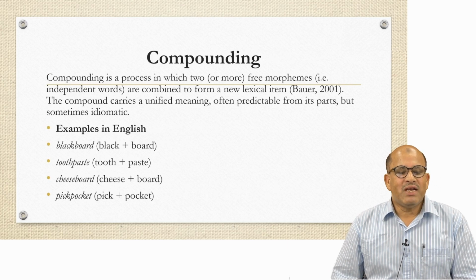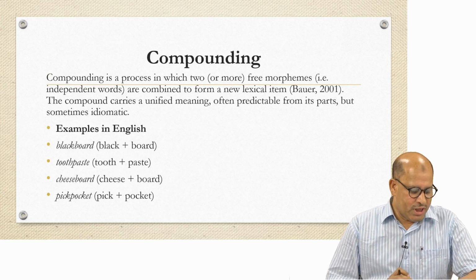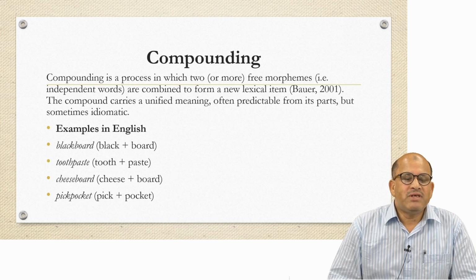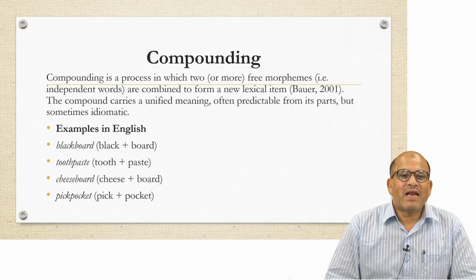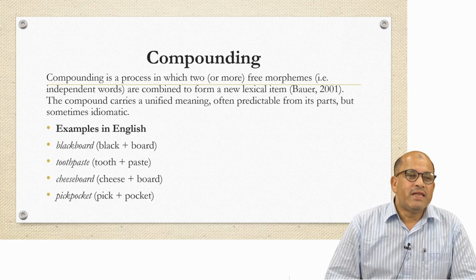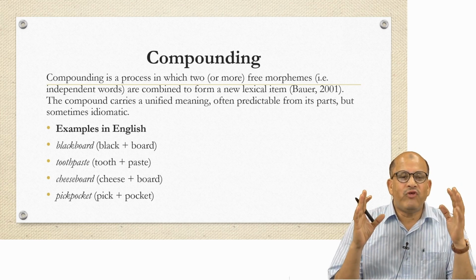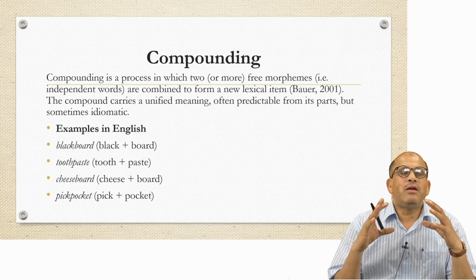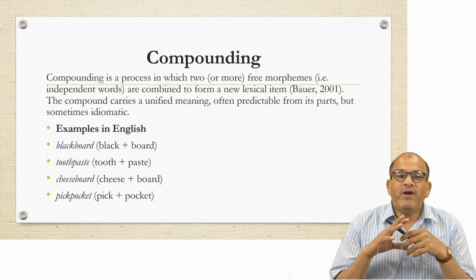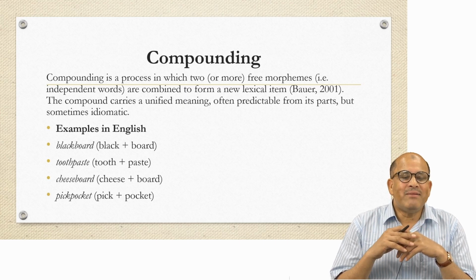Now, the next one is compounding. Compounding is a process in which two or more free morphemes, independent words, are combined to form a new lexical item or new word. The compound carries a unified meaning. Even though two free forms, two independent morphemes, are combined, they convey a unified meaning, often predictable from its parts, but sometimes idiomatic.